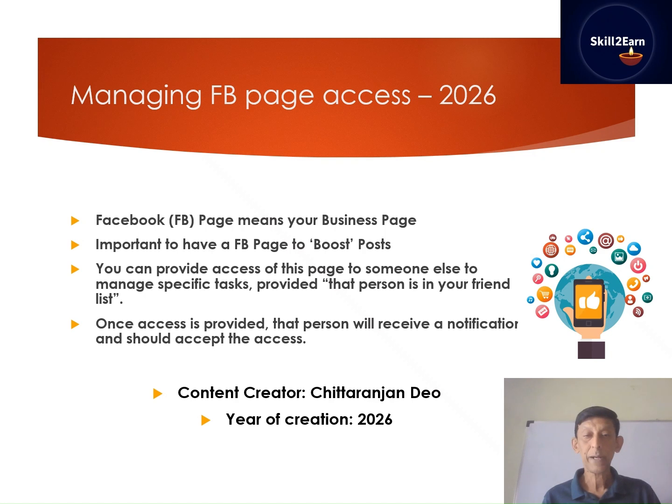Now you can provide access of this page to someone else provided that person is in your friend list. Okay, so that person must be in your friend list, then only you can provide the access. We will see the steps how to provide that. Once access is provided, that person will receive a notification on Facebook and should accept the access. That is how it works. So let's see the steps.